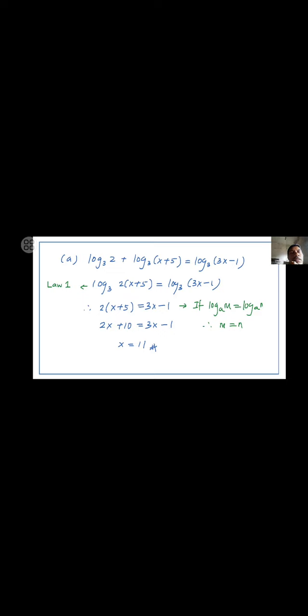Next, 2 into x plus 5 equals 3x minus 1. If you multiply, then on the left side we get 2 into x, 2x, plus 2 into 5, 10, equals 3x minus 1. To find x, we send the minus 1 to the left side and 2x to the right side. So 3x minus 2x is x, and 10 plus 1 is 11. So this is the x value from the question.